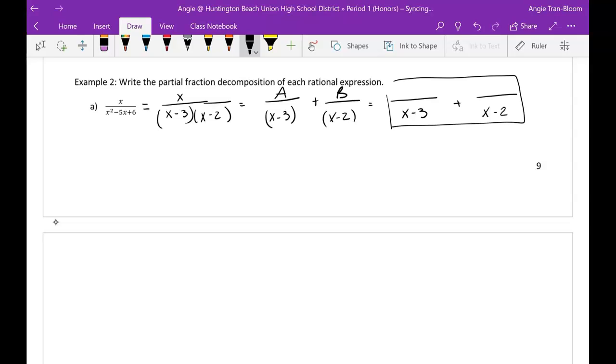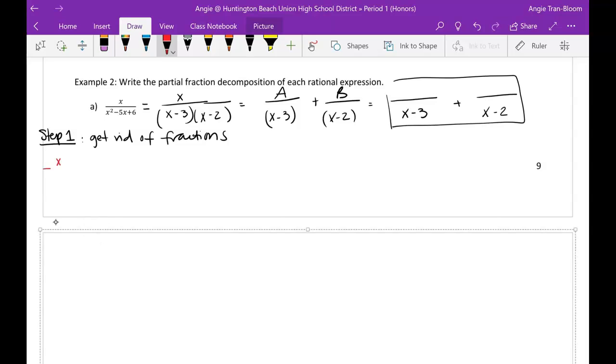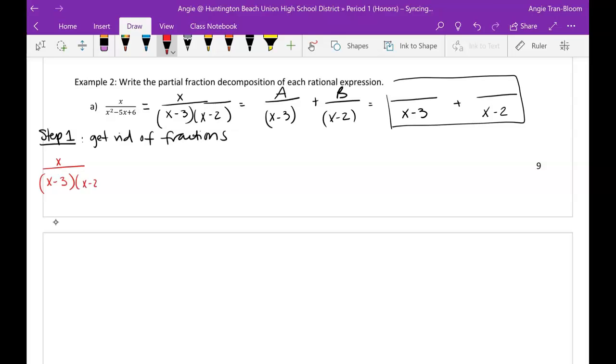Because this is your first time, I'm going to write down the steps. Step 1, get rid of fractions. So you have x over x minus 3 times x minus 2. It has to equal this. So your job is to find A and B to make this true.